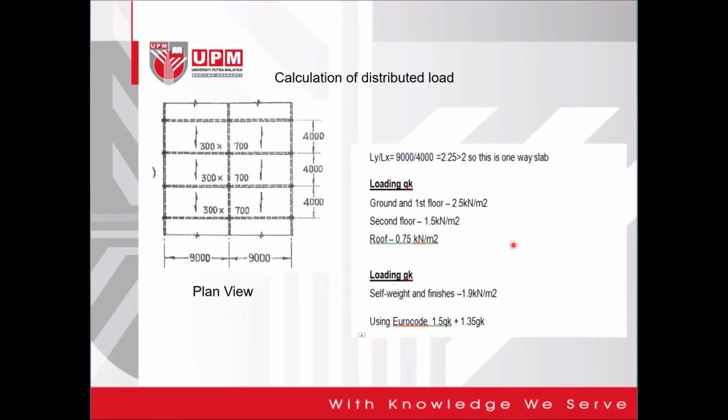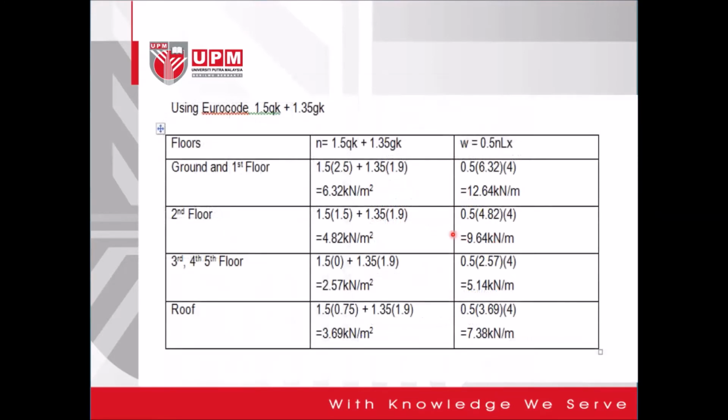Next, we calculate the distributed load. This example is using the Eurocode, which is 1.5 QK plus 1.35 GK. We calculate all of this using the Eurocode factors that have been assigned. So we get for the ground floor and first floor 12.64 kilonewton per meter. The second floor is 9.64 kilonewton per meter, the third, fourth, and fifth floors are 5.14 kilonewton per meter, and the roof is 7.38 kilonewton per meter.